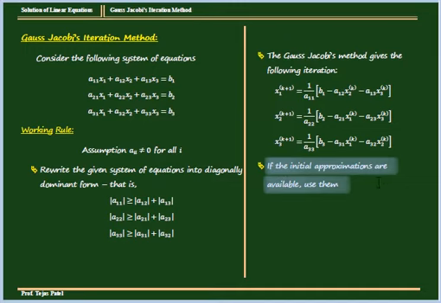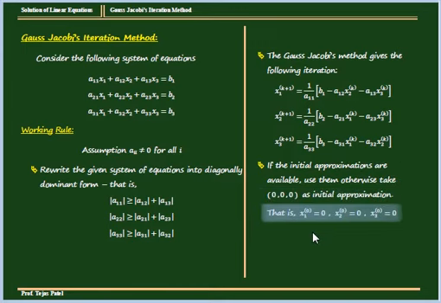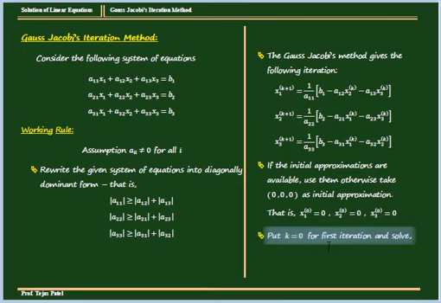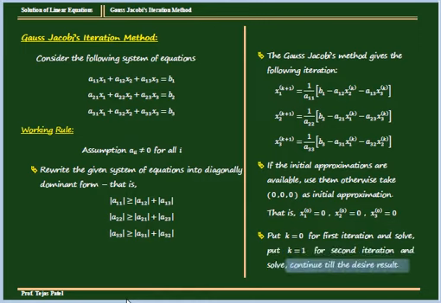Now if the initial approximations are available, use them. Otherwise take 0, 0, 0 as the initial approximation, that is x1 0 is 0, x2 0 is 0, and x3 0 is 0. After this put k equal to 0 for the first iteration, which means substitute k equal to 0 in the iteration formulas and solve for the first iteration. Then put k equal to 1 for the second iteration and solve. Continue this till the desired result.